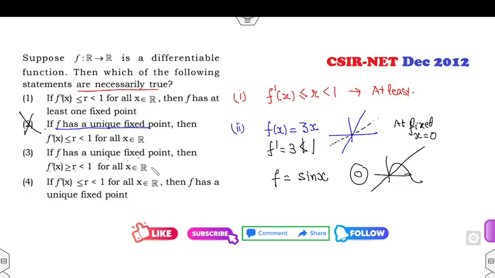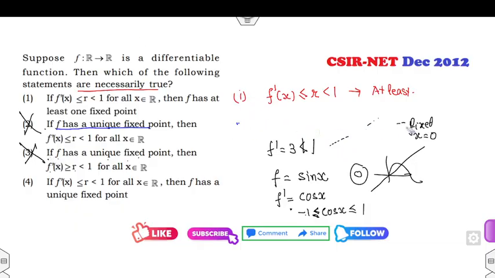Fine. Then what is the derivative of this? Cos x. Then cos x lies between -1 and +1. And you can see f dash is greater than -1, but is -1 less than 1? No. So that option is cancelled. Now look at the first option. Now I think the first option is correct.